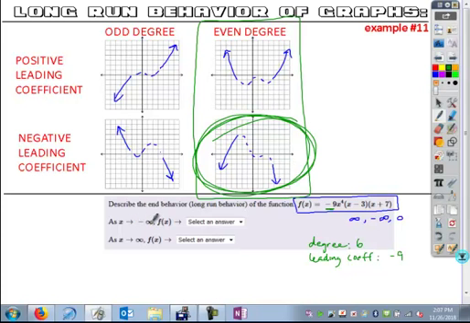So as x approaches negative infinity, what's happening to our y's? They are approaching what? Also negative infinity. And here as x approaches positive infinity, the second instance, y, or the outputs, are approaching what? Also negative infinity.